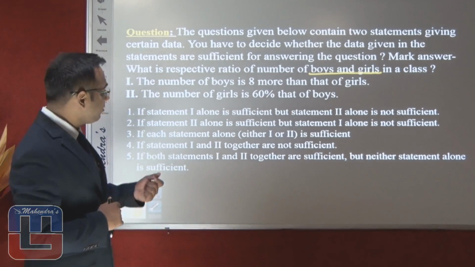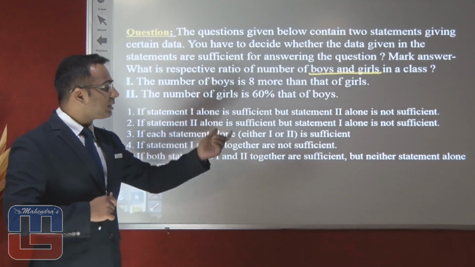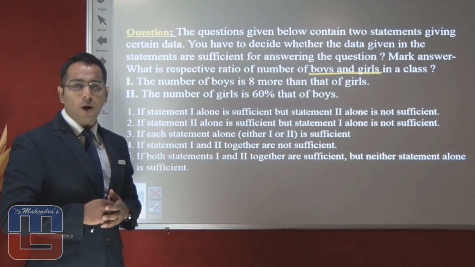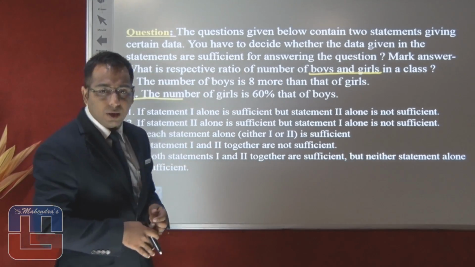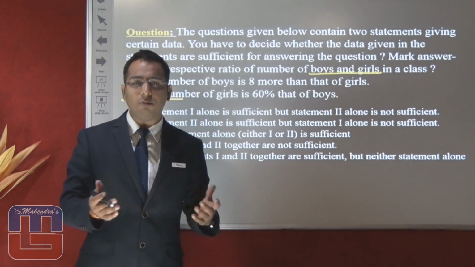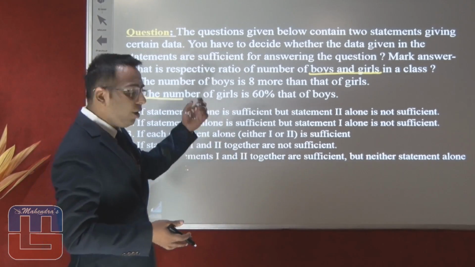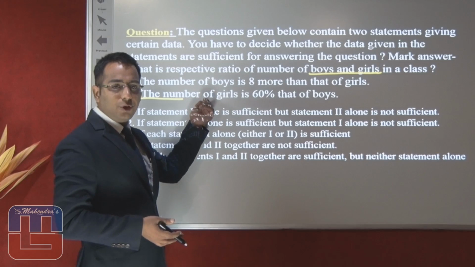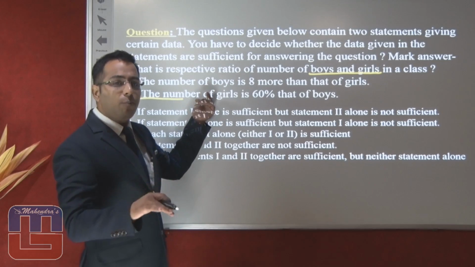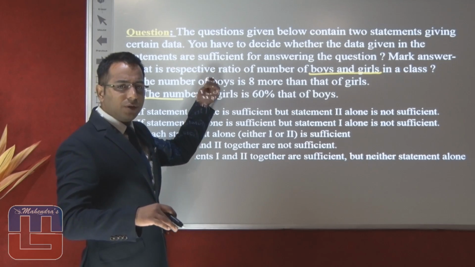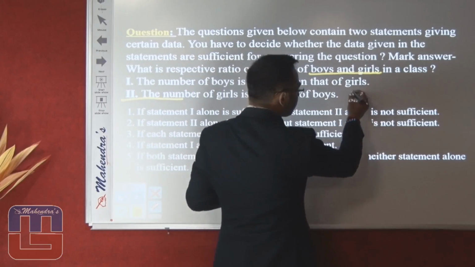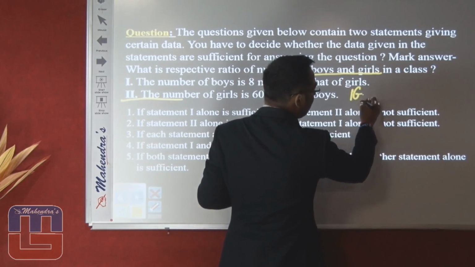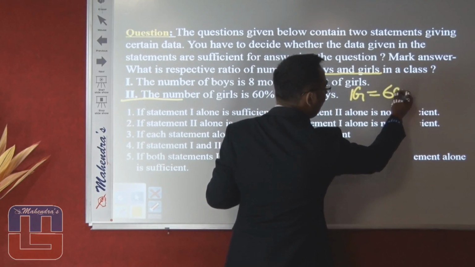The second thing we know is the number of girls is 60% that of boys. We can directly find the ratio from this statement. We don't need the first statement, because there we have the difference. We don't require a difference here. We can just answer the ratio from here. If they ask the number of boys and girls, then we can use this statement, but here we have to only find the ratio. So the ratio will be, see, the girls are only 60% of boys.